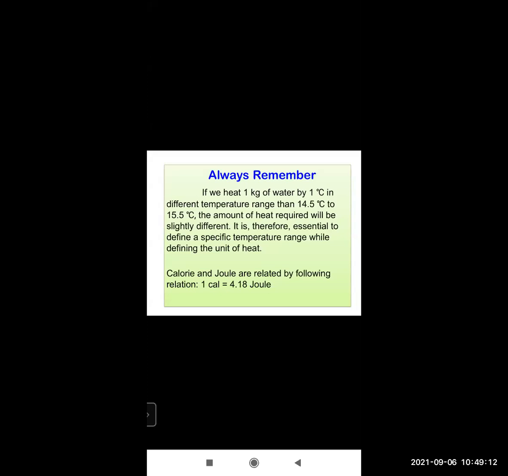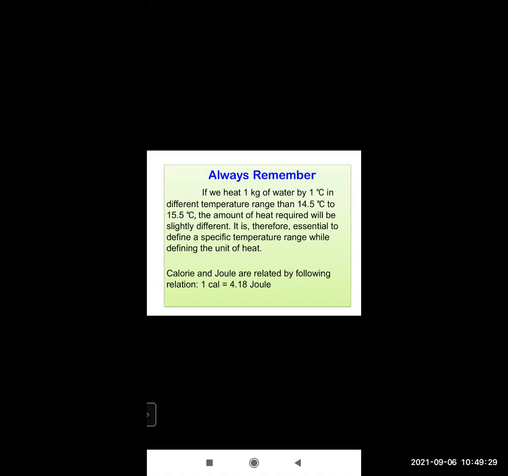So when we are defining the unit of heat, we need to define the specific temperature. So calories and joules are related by the following relation. Remember this. 1 calorie is equal to 4.18 joules.